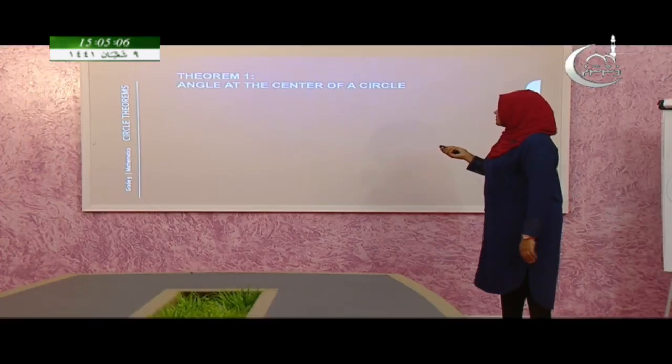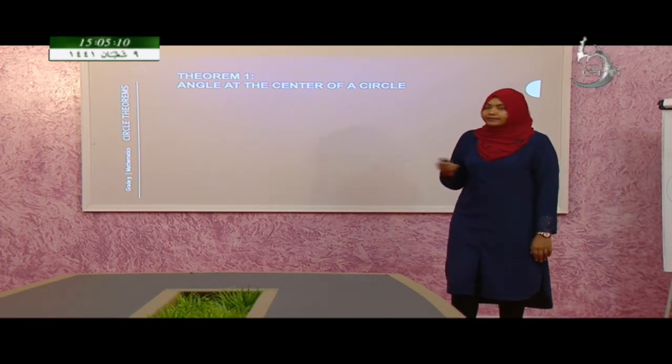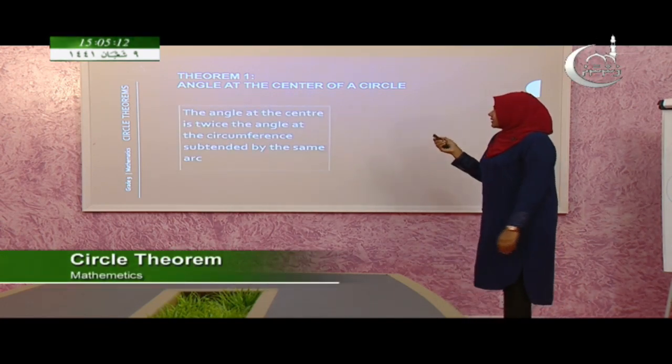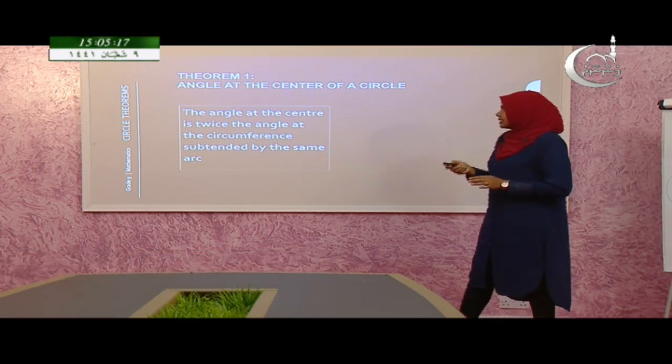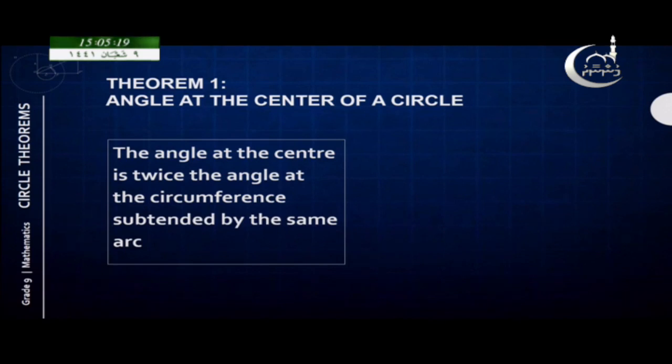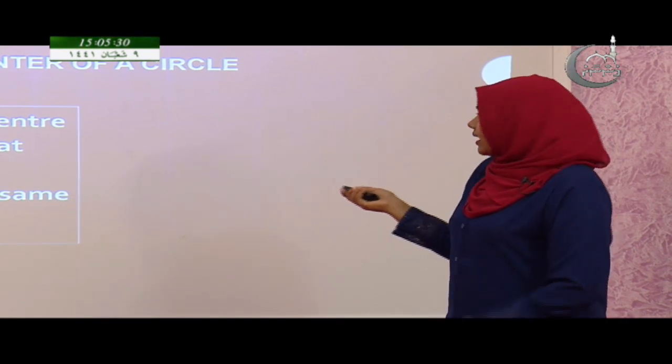Now, those are the parts of the circle. Now we are going to move to the circle theorems. The first theorem says the angle at the center of a circle is twice the angle at the circumference subtended by the same arc. Subtended is the mathematical terminology, meaning it is formed from the same arc.